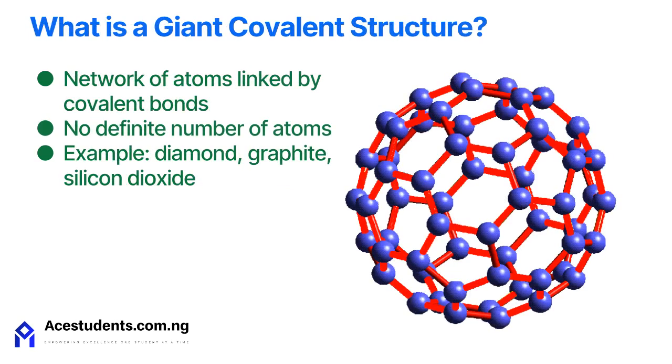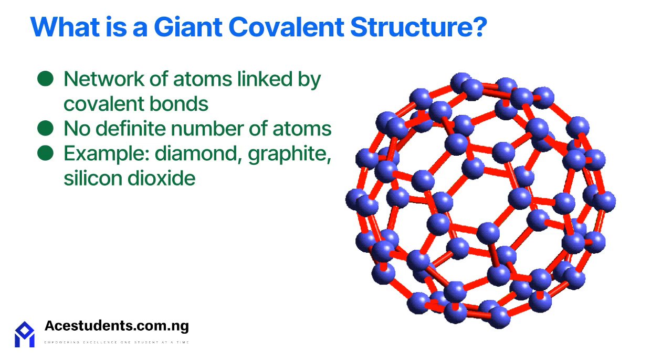A giant covalent structure is a huge network of atoms, all connected by covalent bonds. Unlike small molecules, there is no fixed number of atoms. Famous examples are diamond, graphite, and silicon dioxide. When you are asked to define giant covalent structure, always link the property to the strong covalent bonds in your answer.